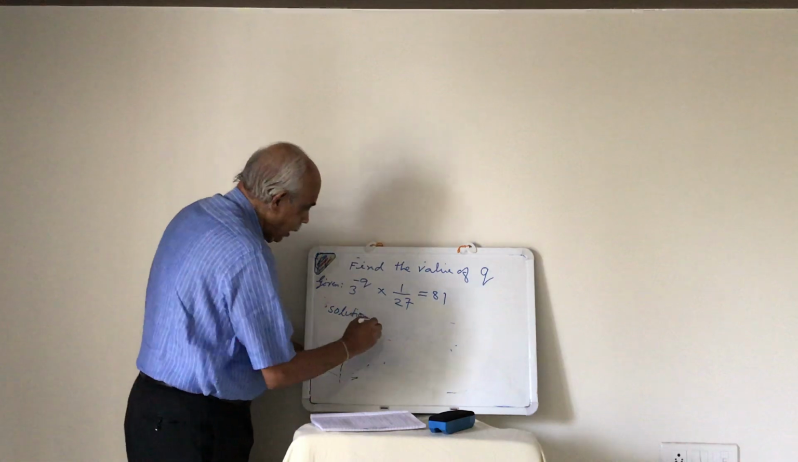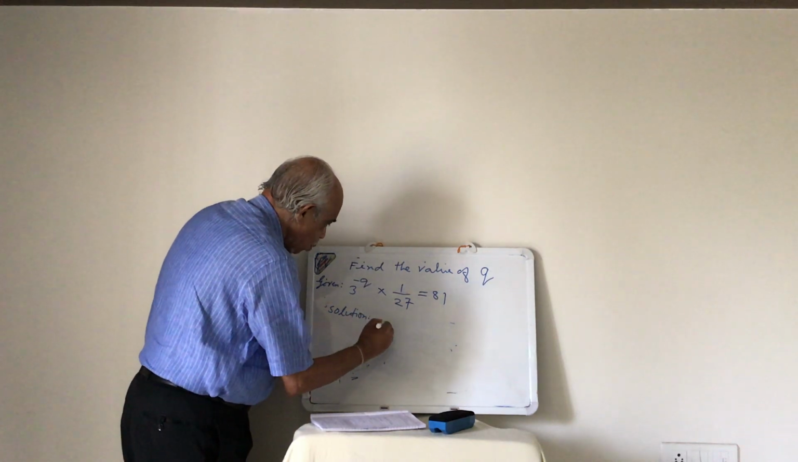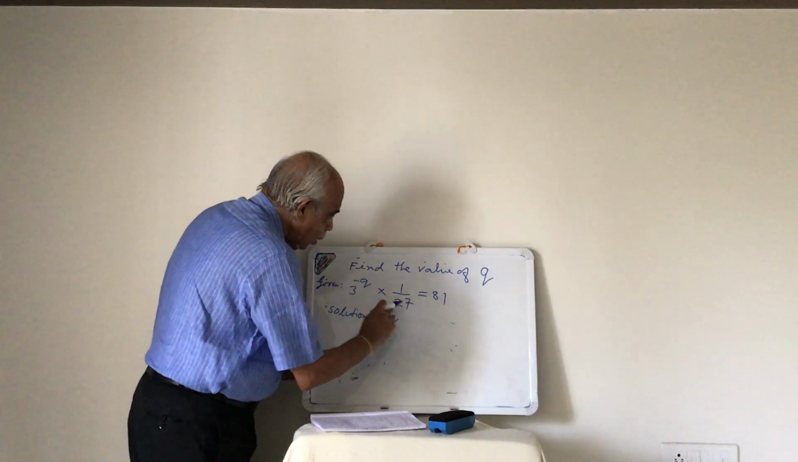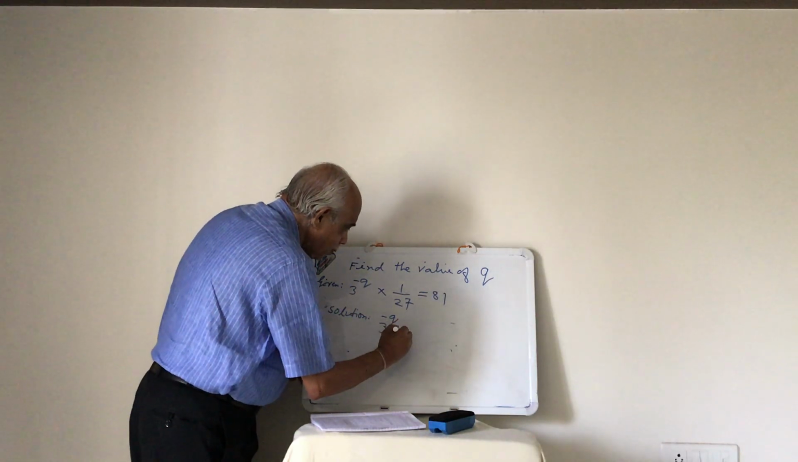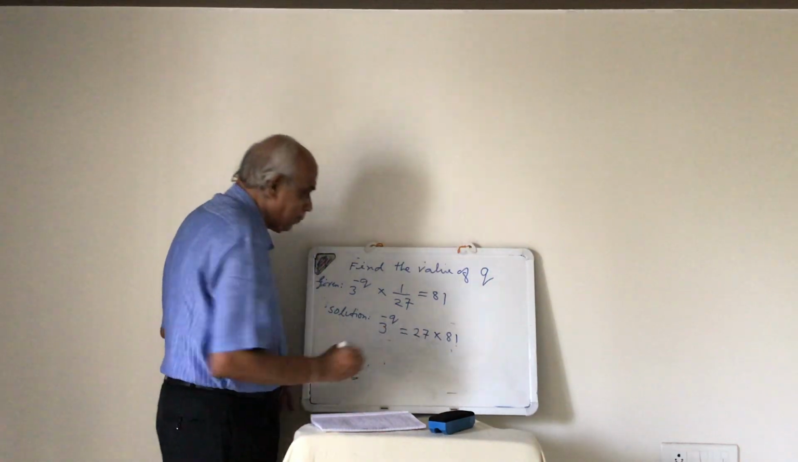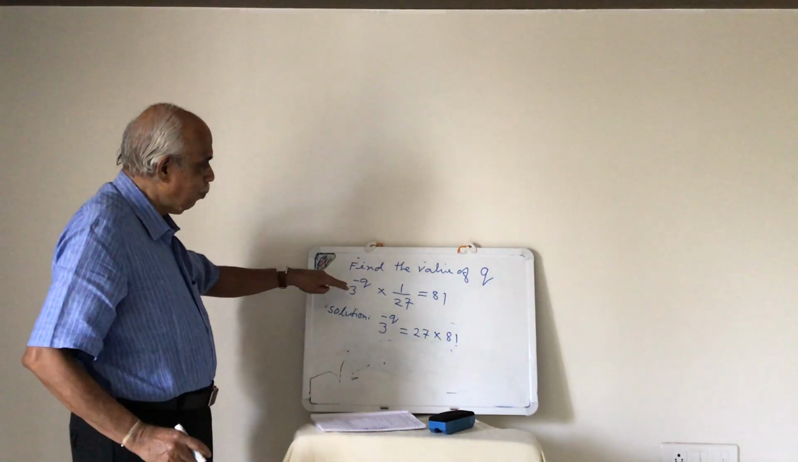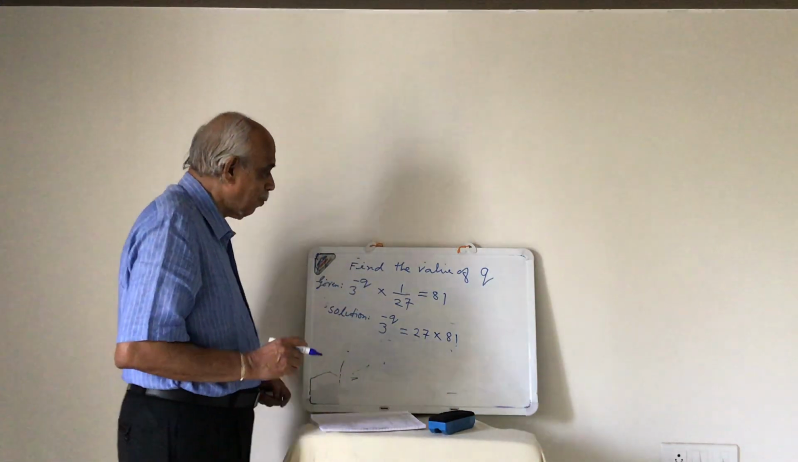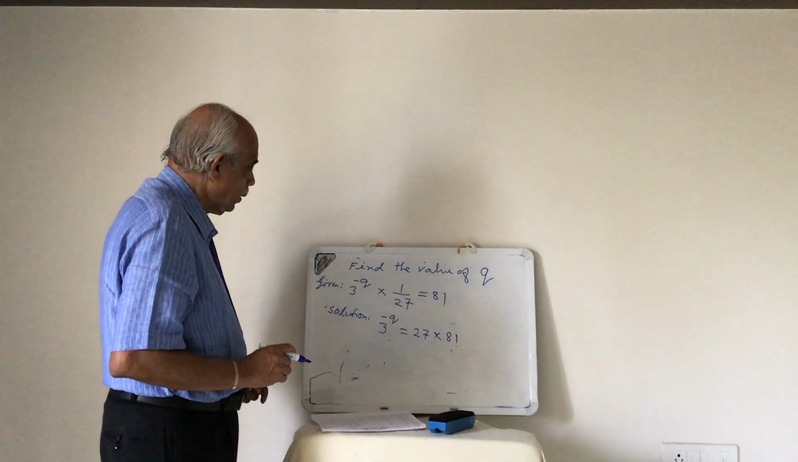So the solution is, therefore, we can write 3 raised to minus q, keeping the variables on one side, and now this we can cross multiply. This is equal to 27 multiplied by 81. Fine. So we keep one variable term on one side and the numbers on the other side. So that is the way we can go for solving this sum.